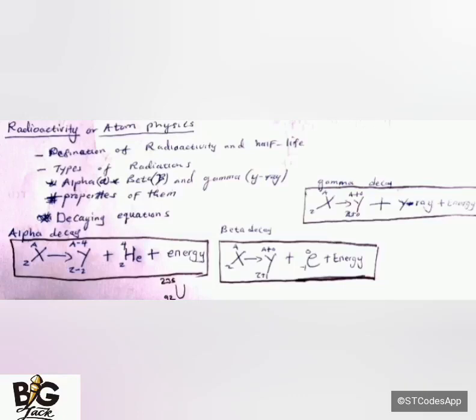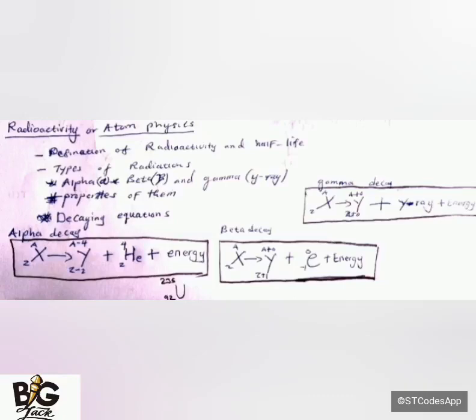So its charge is neutral, or you can say zero charge. Apart from that one, you need to know the decay equations. You need to know the decay equations of an alpha. So for the decay of an alpha, let's say for example, X here is the element.